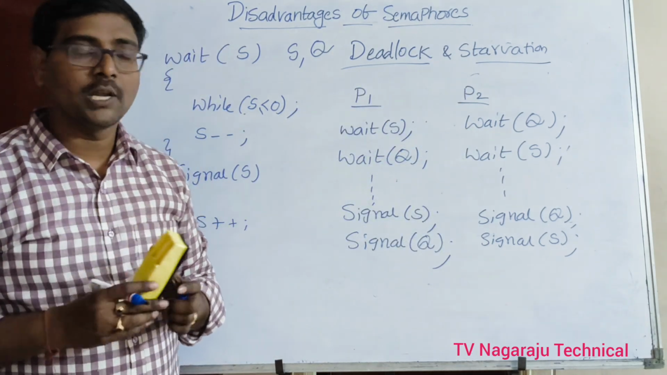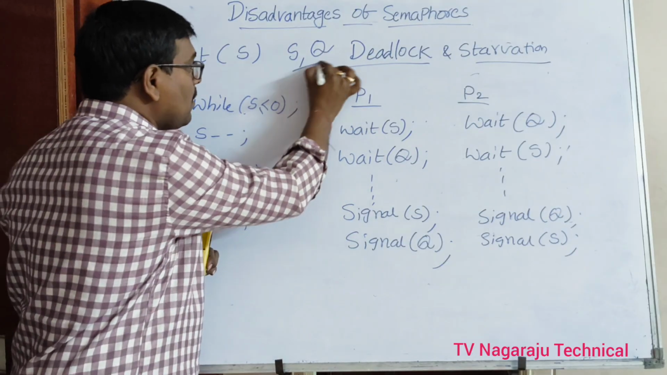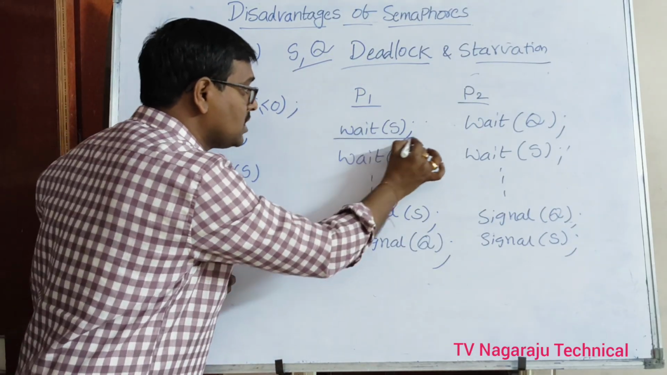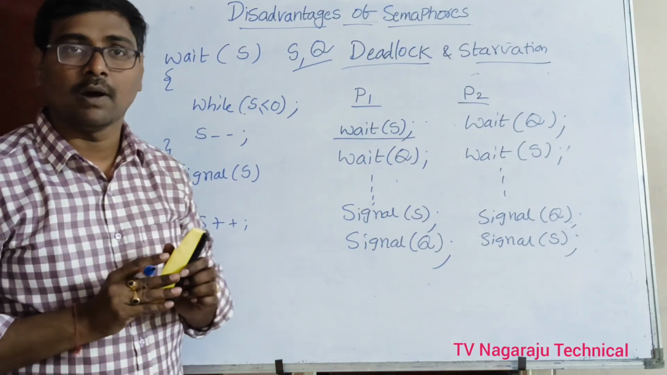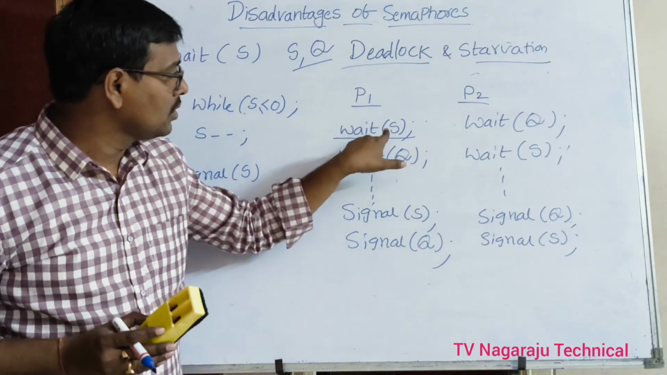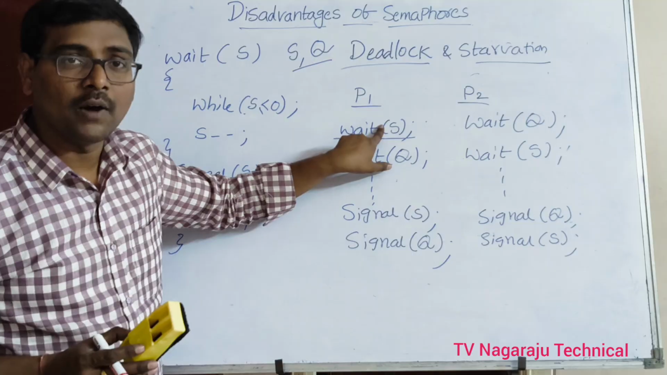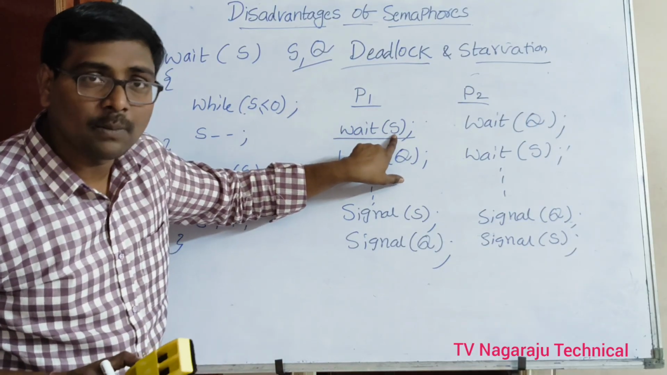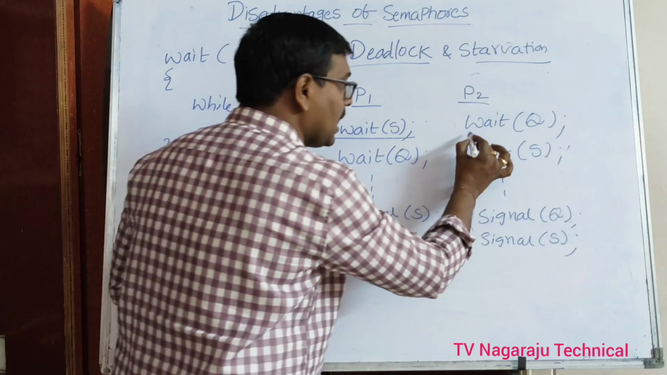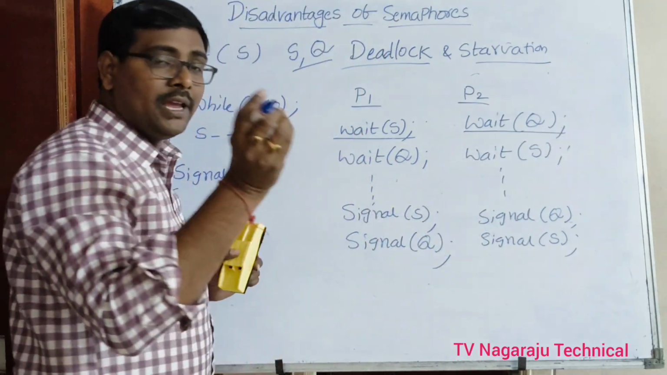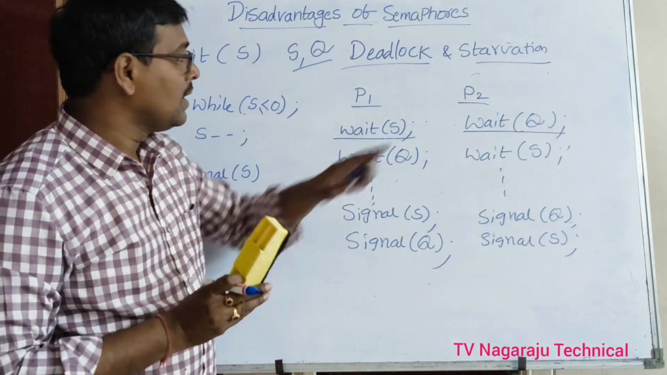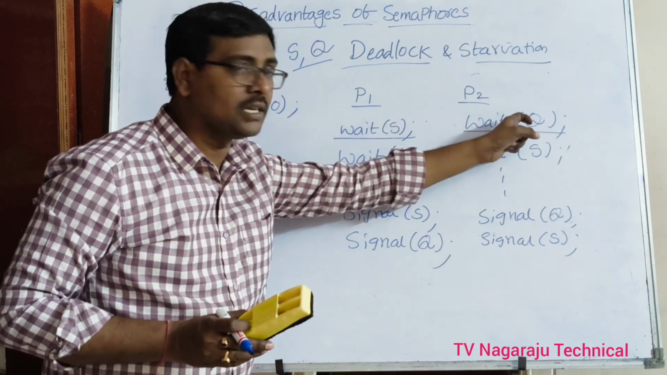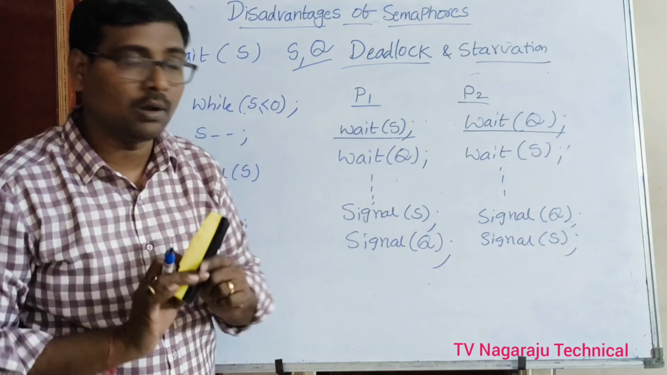Now, what happens step by step? First, two semaphores S and Q. First, process P1 executes the wait of S semaphore. Any problem? No. So, it simply acquires the semaphore S. That means the process P1 uses the semaphore S. At the same time, process P2 executes wait of semaphore Q. That means process P2 uses the semaphore Q. Both are different semaphores, so there is no problem.